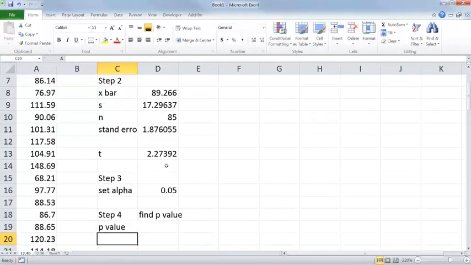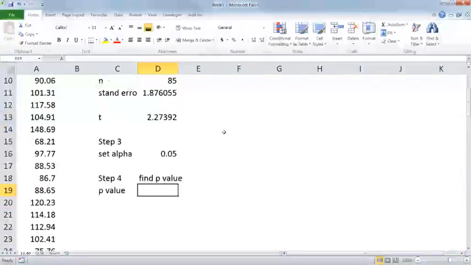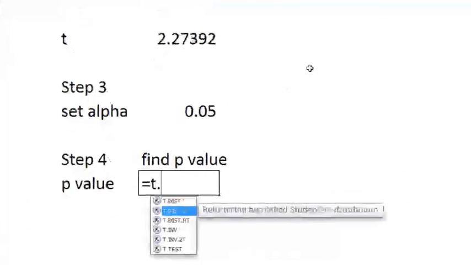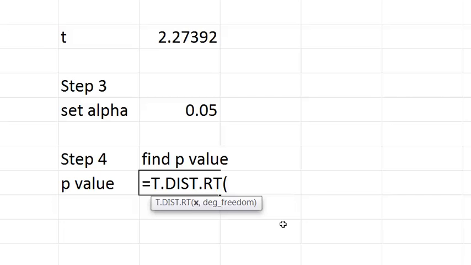So how do we do this? Well, the p-value for this is a right tail test. Right, one tail, right tail. So we just use this equals T.DIST.RT. T.DIST.RT returns the right tail student t distribution. That's exactly what I want. When it says x here, that's really what we need to put in for t. So there's our t right there.